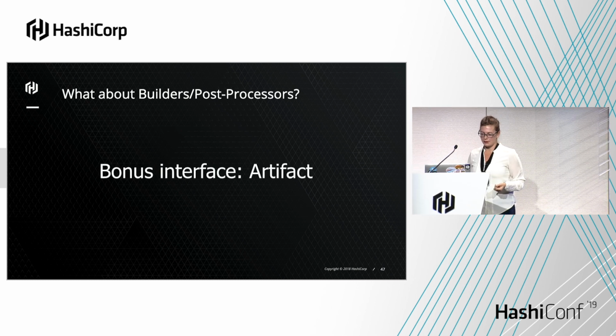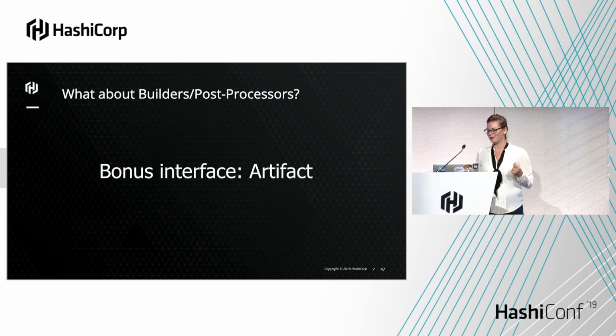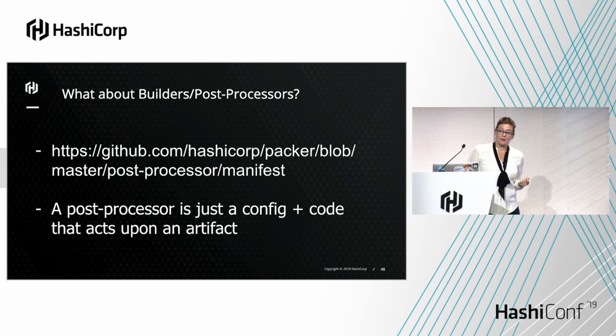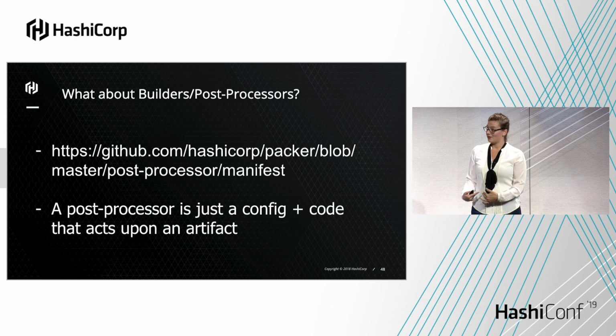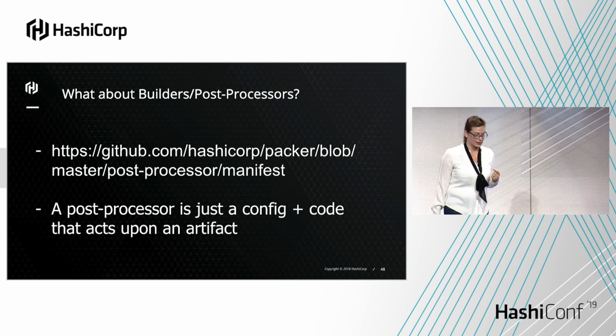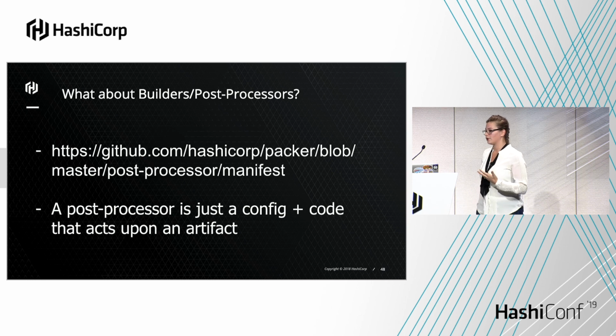What about post-processors? Or like I said, artifact. It's a bonus interface, but it's not that hard. It's pretty straightforward. If you want to take a look at how post-processors are built, so you want to do something after your build is all done and you want to check something out, I would recommend the manifest post-processor because you get two birds with one stone there. You get to see a basic post-processor in action, but you also get to see an artifact in action because what the manifest post-processor does is it goes through the artifact and prints information from the artifact object into a file. So you get to see both of those interfaces being implemented really nicely and cleanly. A post-processor is just a struct with a config like the provisioner that we talked about, with code that acts upon an artifact and changes it in some way.